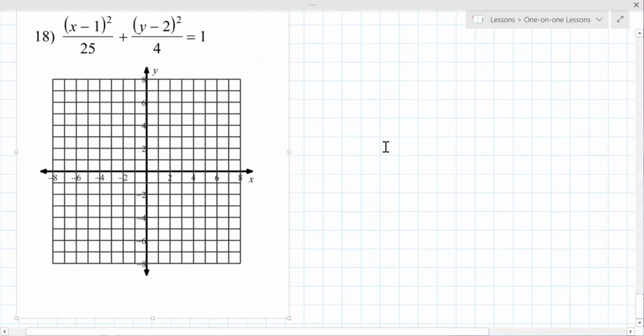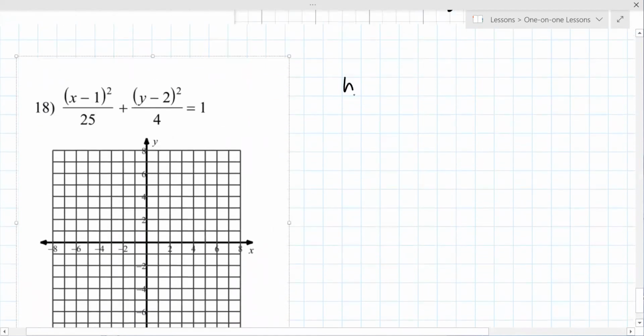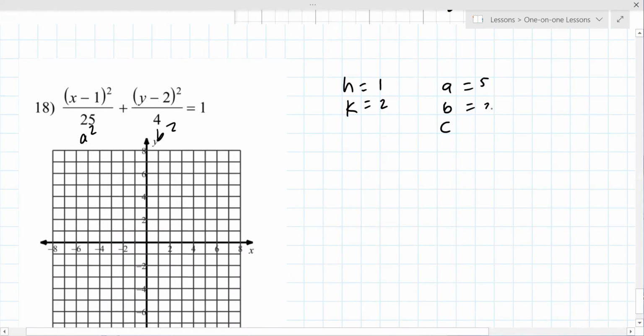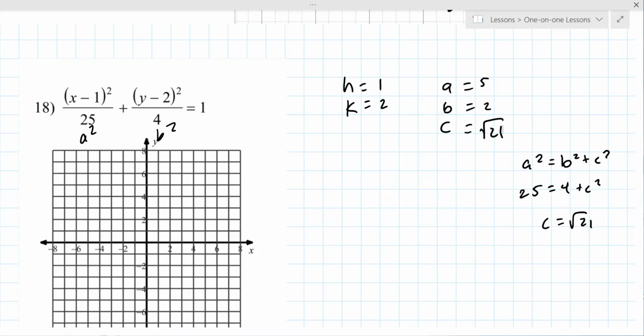All right, so we're gonna find those 5 values again. We got H, K, A, B, C. H is 1, K is 2. A squared is the bigger one, so A is 5. B is 2. And then A squared equals B squared plus C squared. So 25 equals 4 plus C squared. C equals the square root of 21. So once you've identified those, you have everything you need for this.